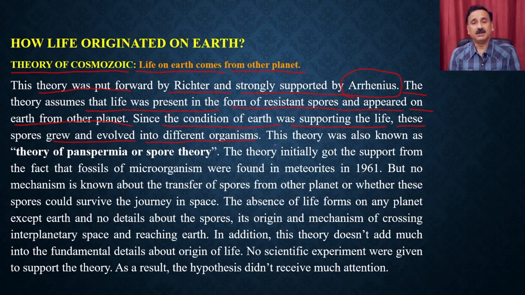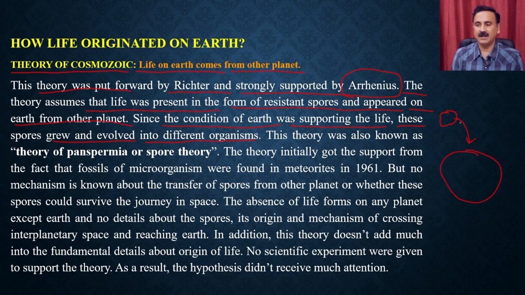Which means this theory says there are spores which fell onto the earth, coming from another planet, and that's how they gave rise to the different types of organisms, and that could happen in different eras. So that's how we have different types of organisms. This theory is also known as the theory of panspermia or the sperm theory.